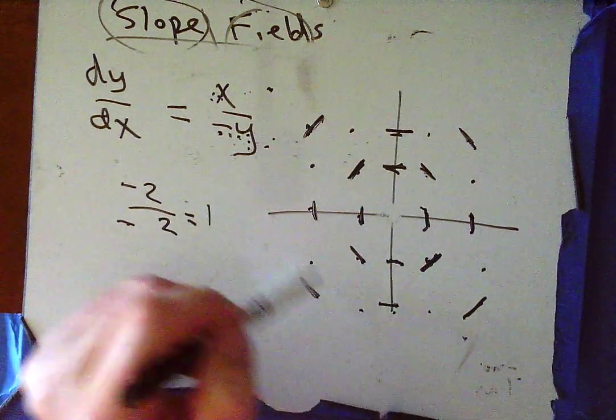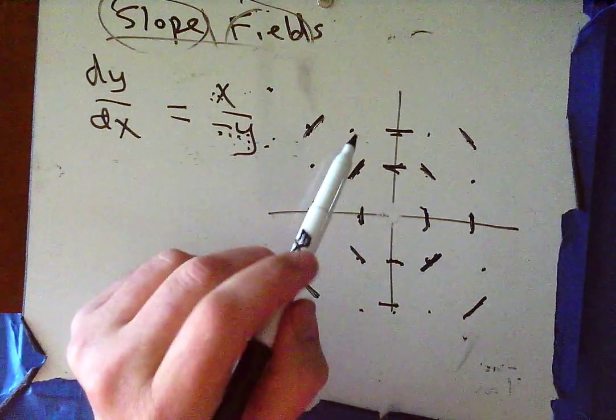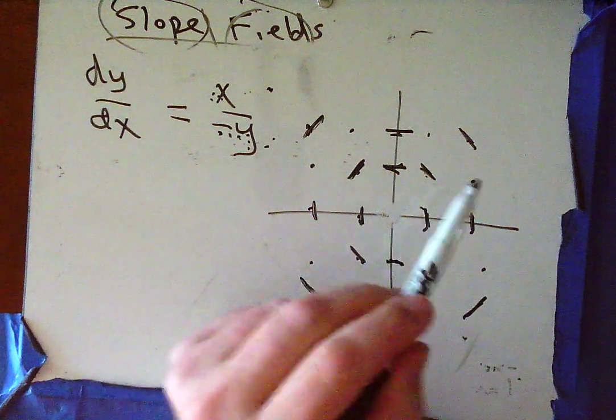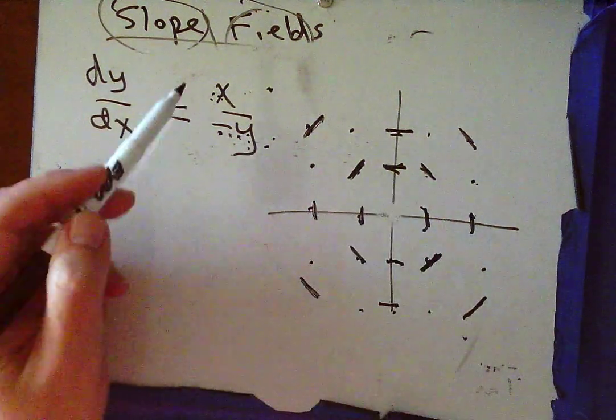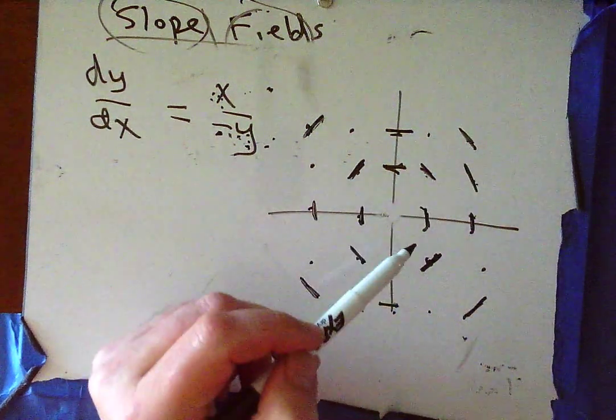I do need to find these other points that aren't along the main diagonals. How about this one over here at 2, 1? 2 over negative 1 means a slope of negative 2.